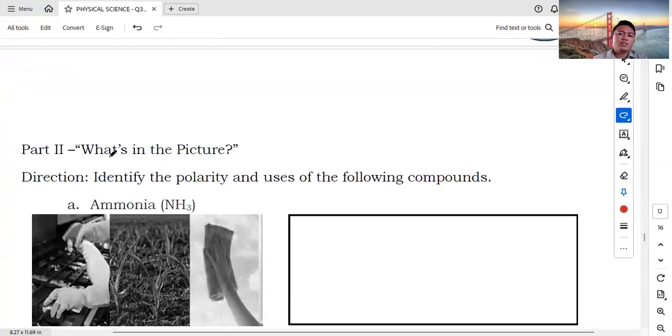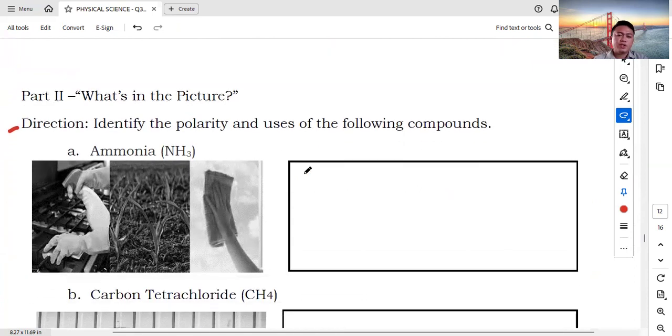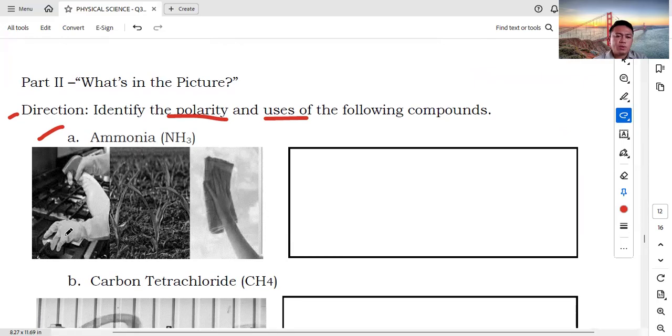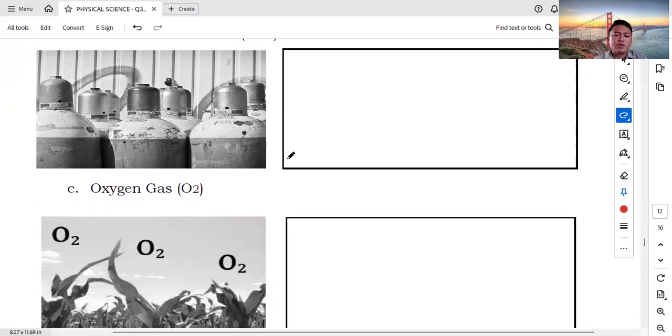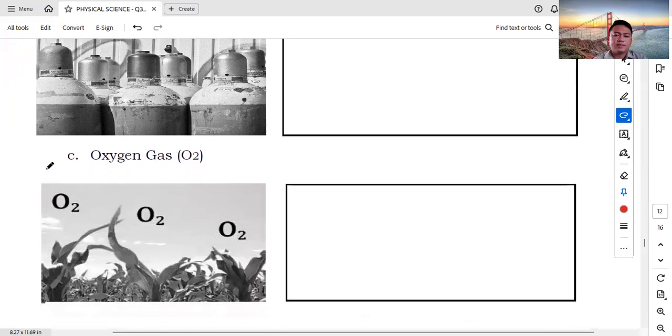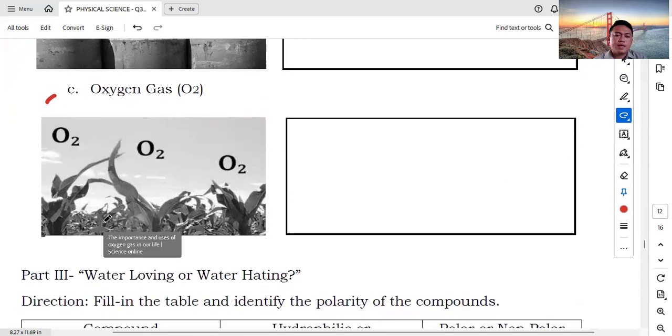Part 2. What's in the picture? Our direction is to identify the polarity and uses of the following compounds. So we have here ammonia. What is the use of these compounds? We need to identify its polarity. Is it polar or non-polar? Second one is carbon tetrachloride. Okay, this is our carbon tetrachloride. Third one is oxygen gas. So, just three.